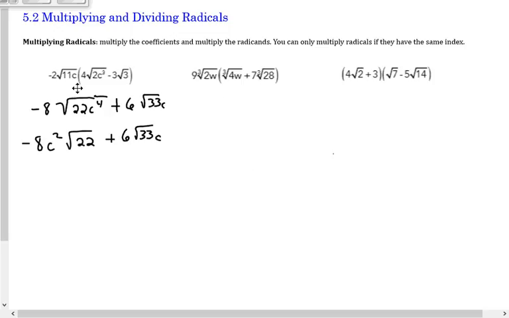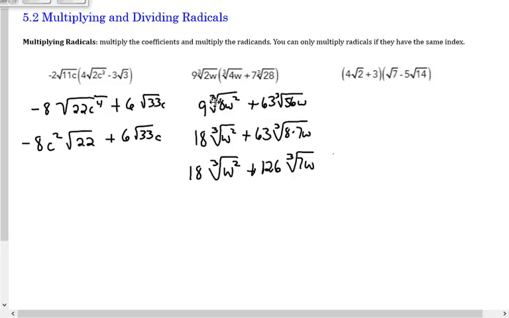Second example, much like our first, this time we're working with cubed roots, but the same laws apply. Multiply the coefficients or the constant terms, so 9 and 1 to get 9. Radicand is 2w and 4w to get 8w squared. Then we multiply 9 and 7 to get 63. 2w multiplied by 28 equals 56w. From there, we're going to simplify.